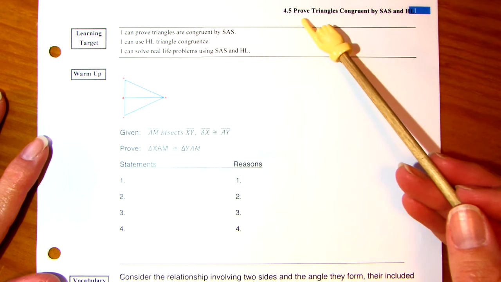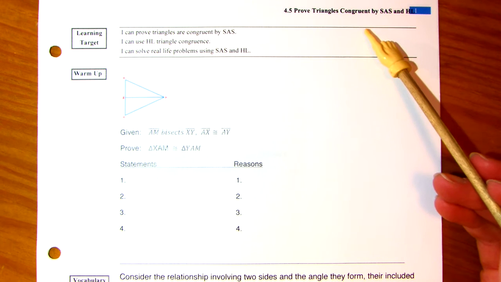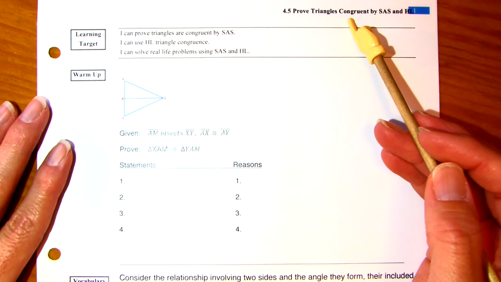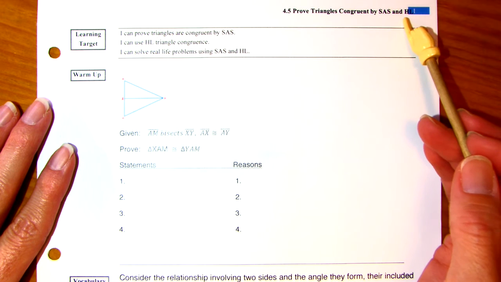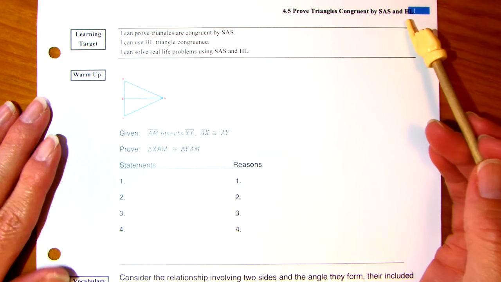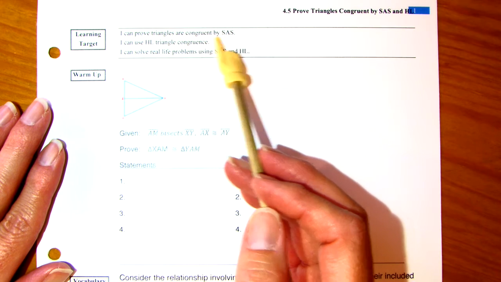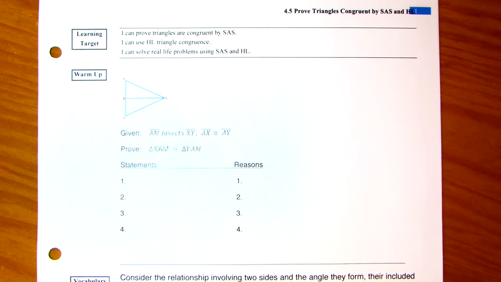Proving triangle congruence is a really big part of geometry, but these aren't as bad as you think they will be. We're going to be proving these not by side, side, side, like last section, but by side, angle, side, and HL. HL stands for hypotenuse leg. Looking at our learning targets, we can prove congruence by side, angle, side, and HL, and solve real-world problems using those. So there's a big application part. All right, let's do the warm-up.